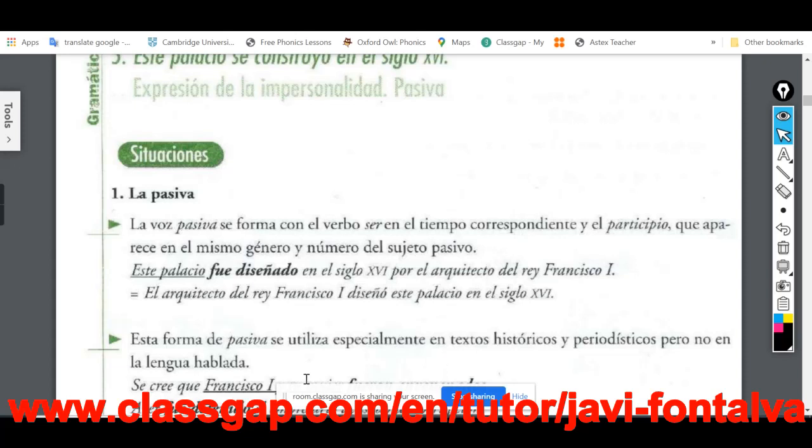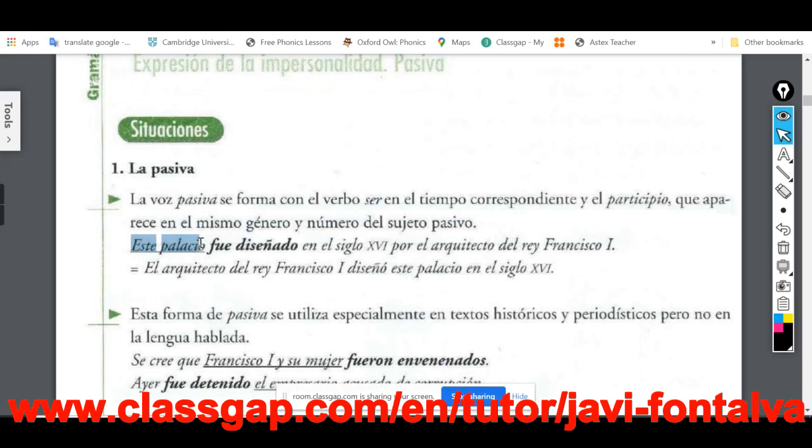So yes, indeed, for the passive you need the past participle. Later, we're going to see that the past participle is used in many other structures, as you already know, like he comido, he hecho. The difference here is that you're going to use the verb ser. For the passive, always use the verb ser, usually in the past, but it doesn't have to be the past. It could be any tense.